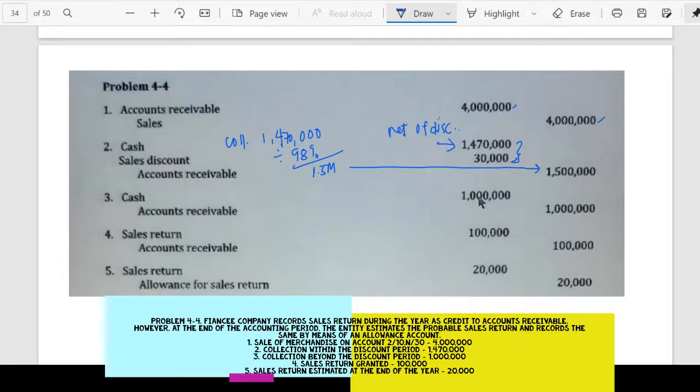Question number 3, there is a collection beyond the discount period. So if this is a collection lapas na sa discount period, therefore there's no discount. So the amount we receive is the accounts receivable itself. So debit cash and credit accounts receivable.